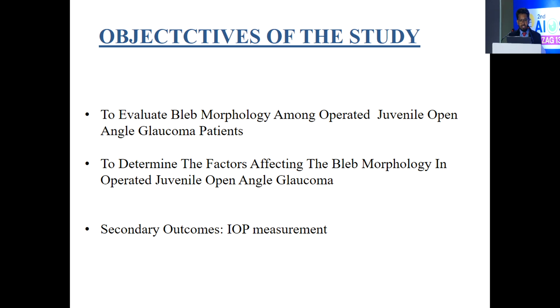The objective of the study is to evaluate the bleb morphology among operated juvenile open angle glaucoma patients and to determine the factors affecting the bleb morphology in operated JOAG patients. The secondary outcome is IOP measurement.